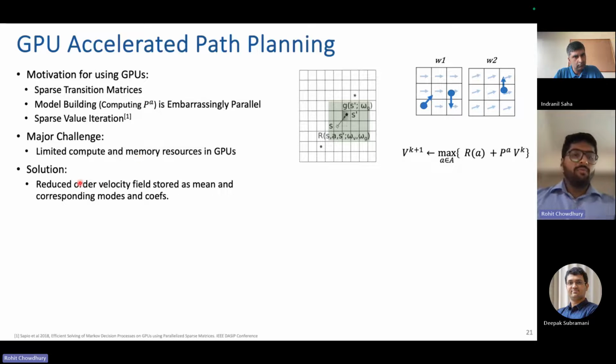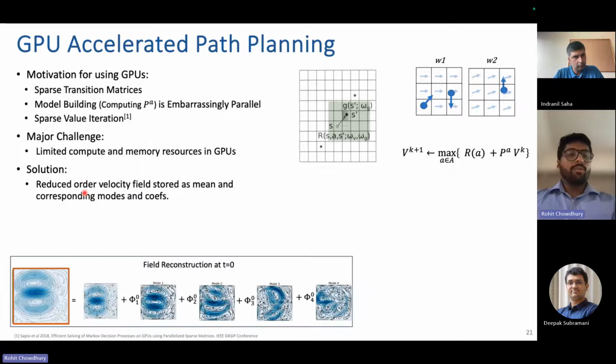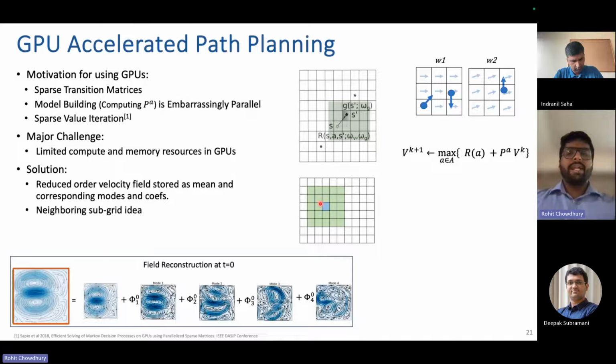So one solution was to try to use a reduced order velocity field that I talked about a bit earlier. That is, use a decomposed velocity field, which saves a lot of memory. Then we use a neighboring subgrid idea, wherein when we're trying to compute what possible S dashes I can land to while computing the transition probabilities, I only need to see a neighboring subgrid from a particular starting initial state. So that I just need to put my focus on this green region and not worry about the entire white region.